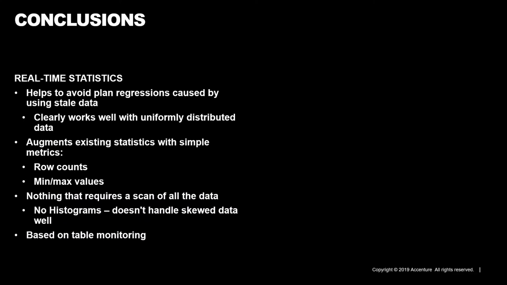Real-time statistics are there to avoid plan regressions caused by using stale statistical data. Clearly, they're going to work well with uniformly distributed data. They augment the statistics that are already there with simple metrics, row counts, min-max values. But they aren't going to collect anything that requires a scan of all the data. So no histograms, no numbers of distinct values. And we've seen they get tripped up by skewed data. The mechanism is based on table monitoring. It does not call DBMS_STATS behind the scenes.